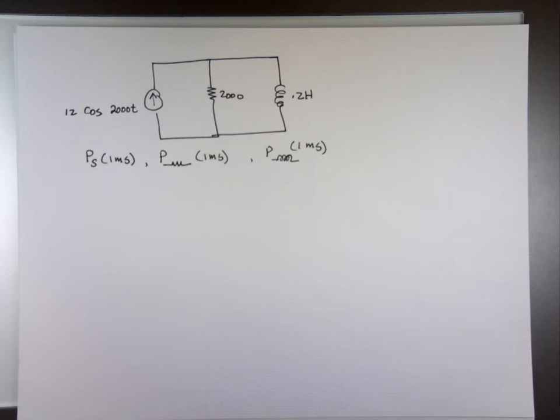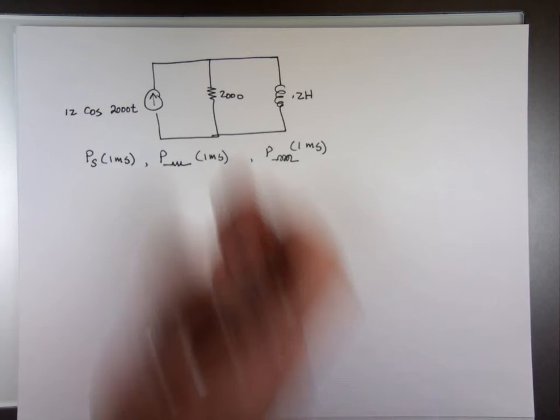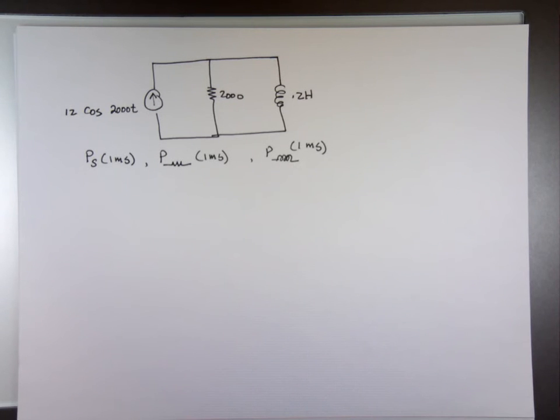So that's all we got. We got the source in parallel with the resistor, in parallel with the inductor. We're looking for the instantaneous power: power supplied by the source, taken by the resistor, and taken by the inductor at t equals 1 millisecond.